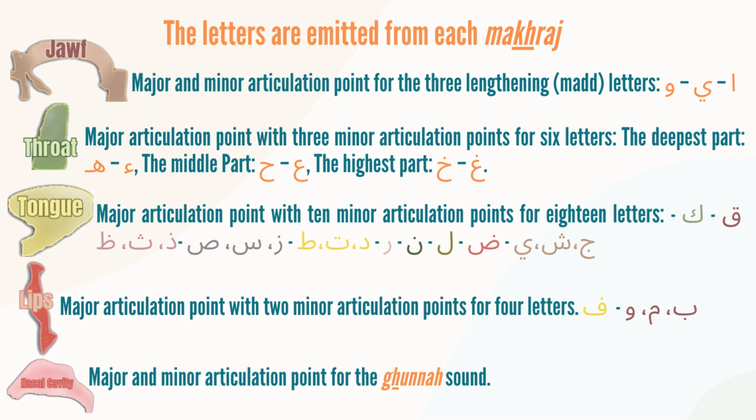Then it is the lips, a major articulation point or makhraj, which includes two minor makharij for 4 Arabic letters. Firstly, the minor makhraj for the fa, and then the minor makhraj for ba, mim, and waw. They share one minor makhraj in the lips. The last is the nasal cavity. It is an estimated or approximate major and minor articulation point at the same time, where only the ghunna sound is emitted.